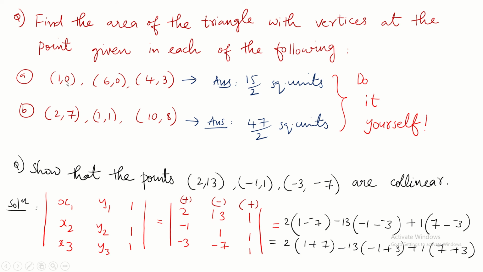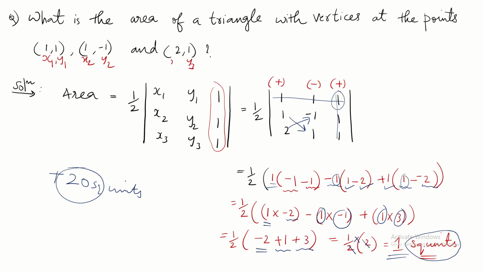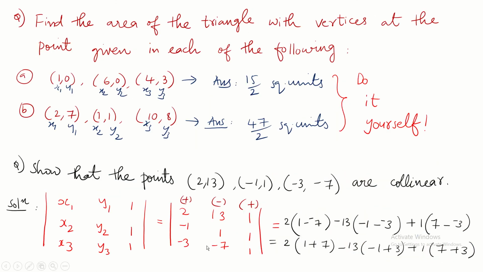So this is for yourself. I have given 2 questions. You have to find the area of the triangle. This is x1, y1, x2, y2, x3, y3. I have given the answer. So you have to do it. This is your homework. x1, y1, x2, y2, this is (2, 7), (1, 1), (10, 8), x3, y3. 2 questions, do it yourself. Just do it the same way as this. The next question.